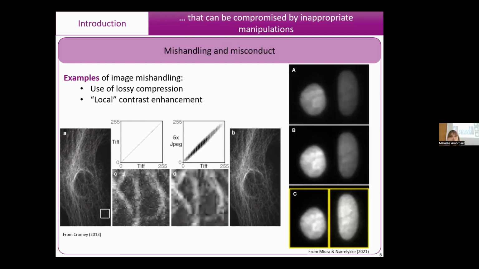And another example is a local contrast enhancement. In A, you have an original image of two nuclei. You can see that one is kind of brighter than the other. And in B, you have an appropriate form of contrast enhancement, where the contrast is enhanced, but the difference between fluorescence intensities is preserved. And you have a totally wrong way of manipulating your image, which is enhancing the contrast for each nuclei separately.